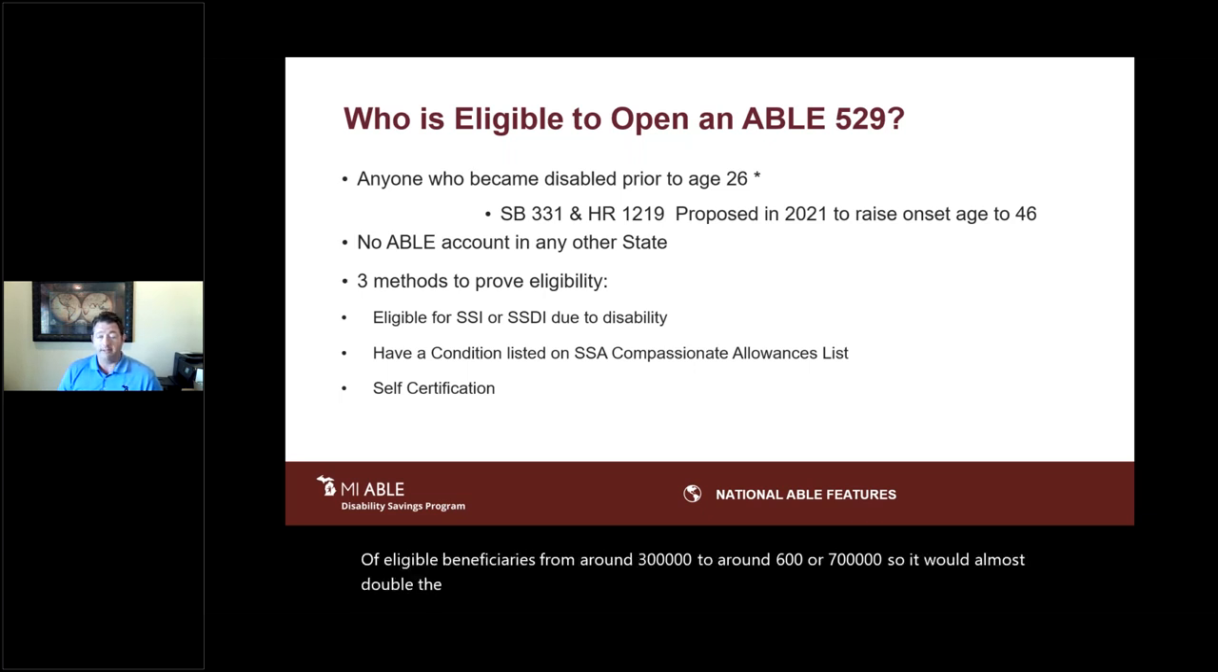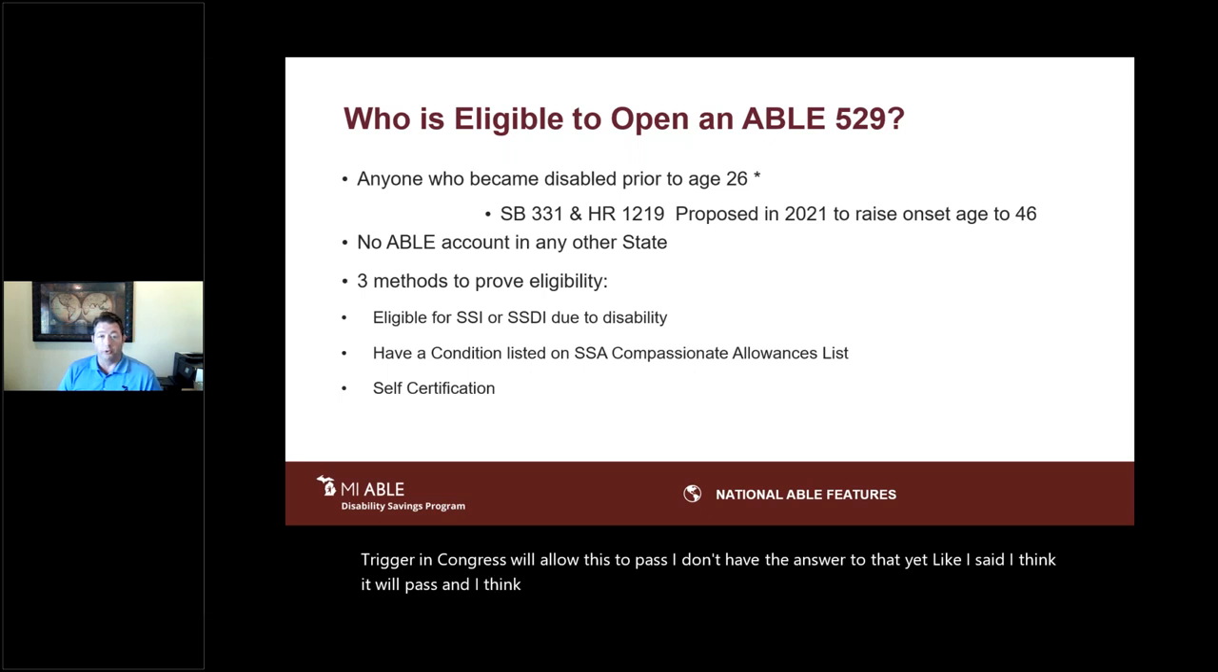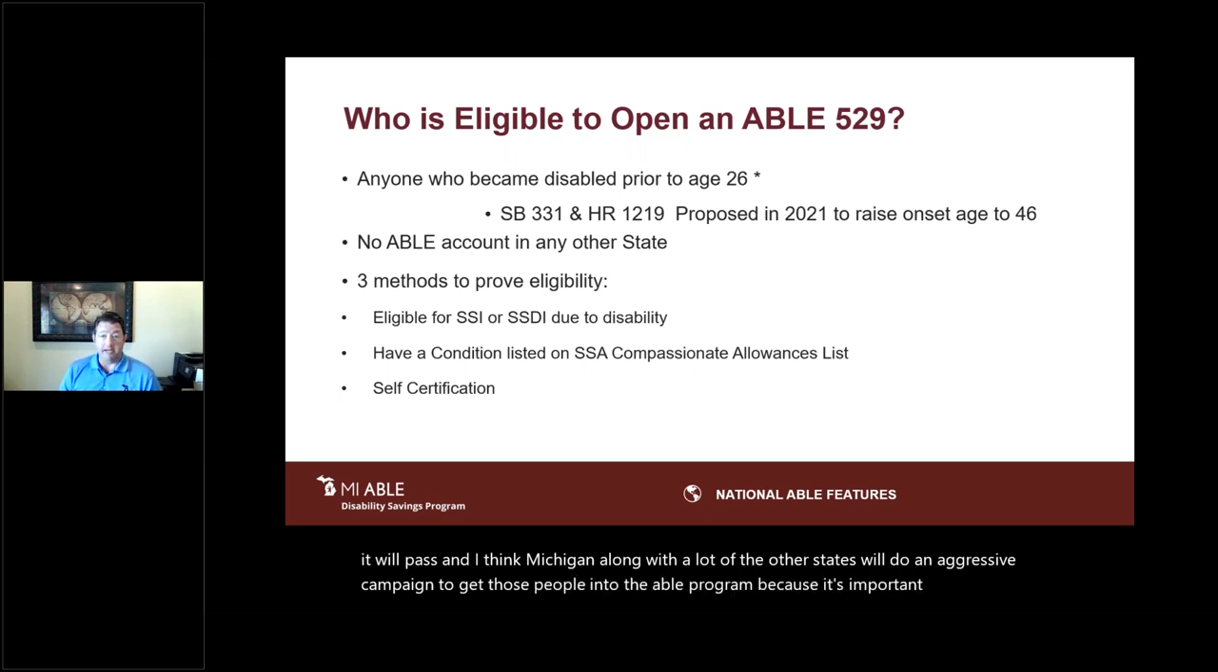I think it will pass. The question is when. The question is what, you know, trigger in Congress will allow this to pass. I don't have the answer to that yet. Like I said, I think it will pass, and I think Michigan, along with a lot of the other states, will do an aggressive campaign to get those people into the ABLE program because it's important, because they need their benefits, and they need to maintain their eligibility, and they need a way to shelter these assets so that they can maintain that eligibility and save for their disability expenses.